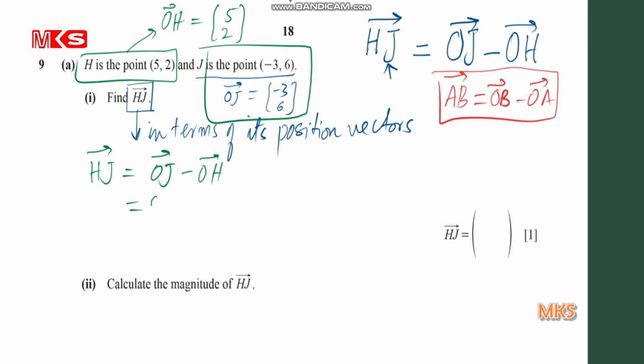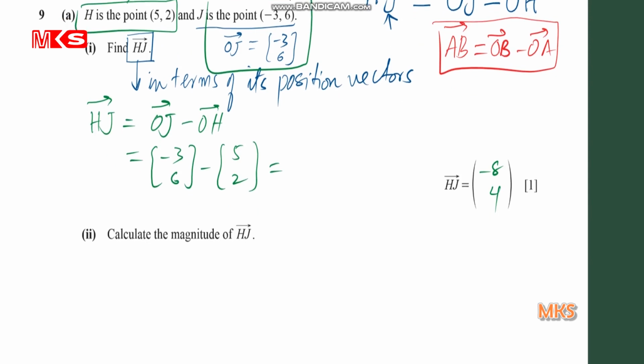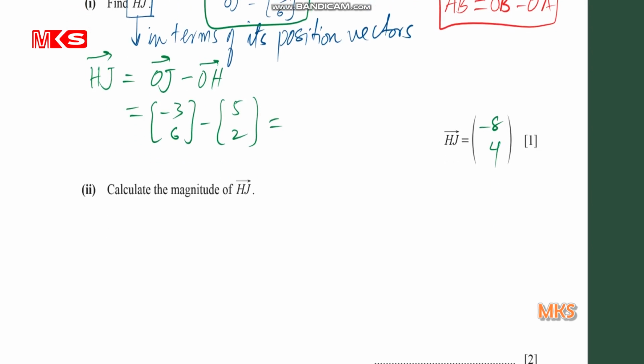So OJ is (-3, 6). OH is (5, 2). So -3 minus 5 will be -8, and 6 minus 2 is 4. The next part is to calculate the magnitude of HJ.